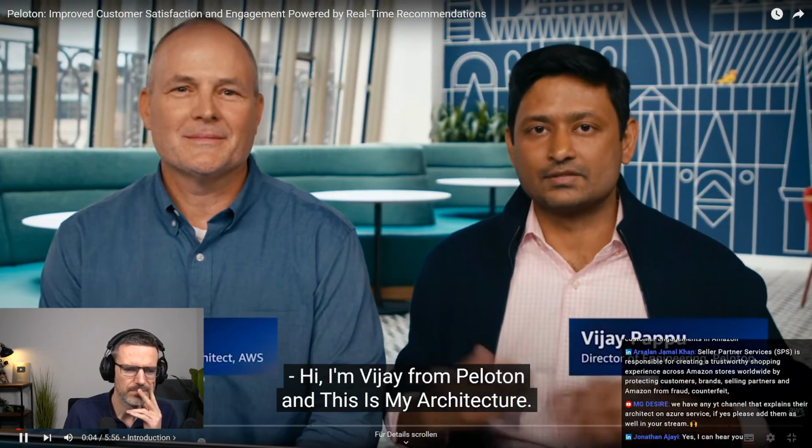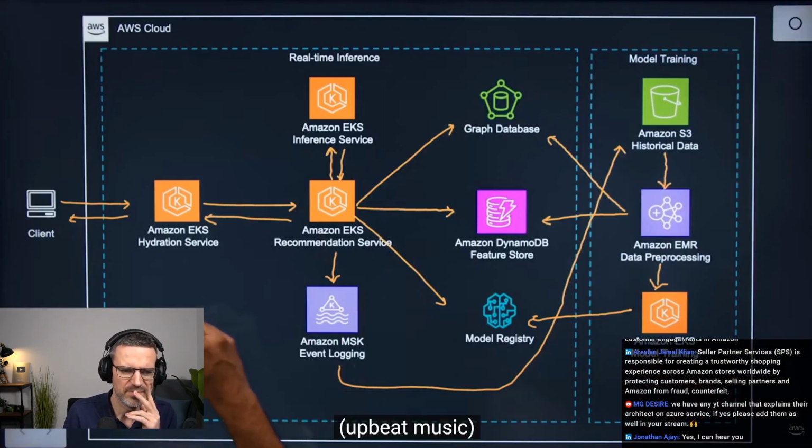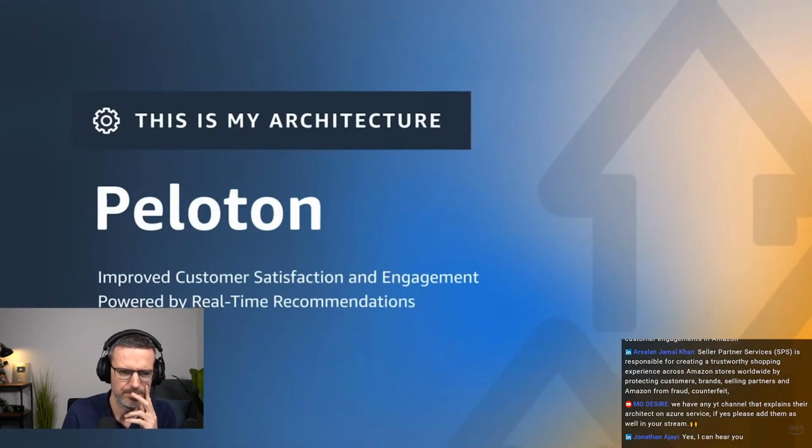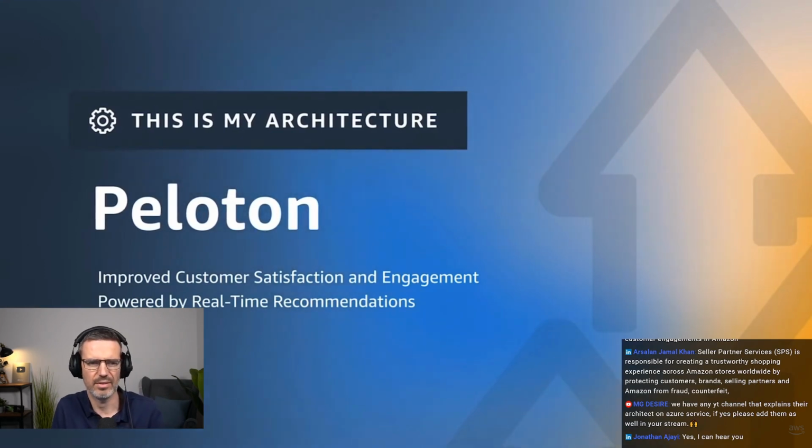Hi, I'm Vijay from Peloton, and this is my architecture. What do we see here? EKS, so Kubernetes, graph database, Dynamo, something with models, S3, EMR, EKS. Okay. Cool. That looks fun.